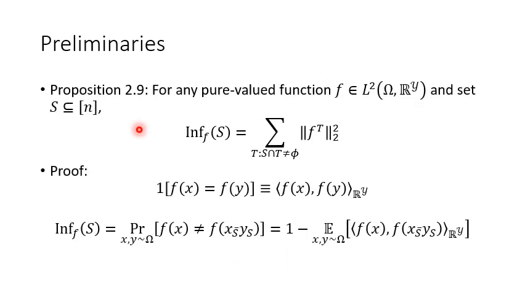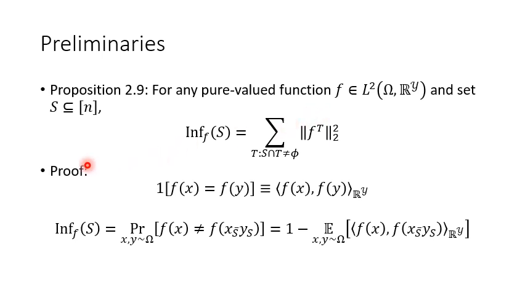Now we'll have some propositions and corollaries, and we'll prove each one of them. So let's begin with proposition 2.9. For any pure valued function f and every set of coordinates s, the influence of s in f is equal to this sum of some squared norms of functions that come from the F1 decomposition of f.